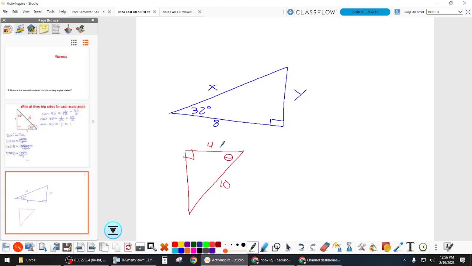Okay, I want you to set up the ratio. Let's just give you a chance to try this. I'm not asking you to do the solving, but I want you to set up the ratio that you would use to solve for x. Okay? So set up the trig ratio that would allow you to solve for x with what's given there. I'm going to give you like 15 seconds.